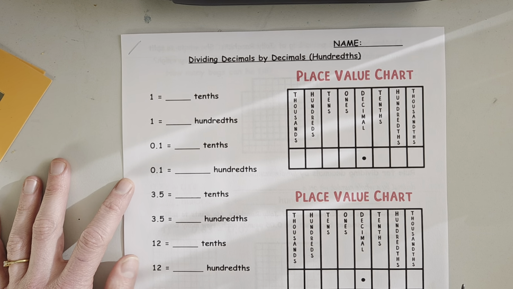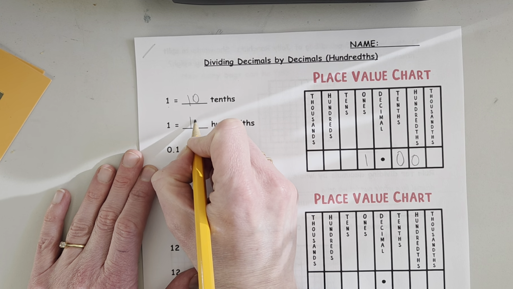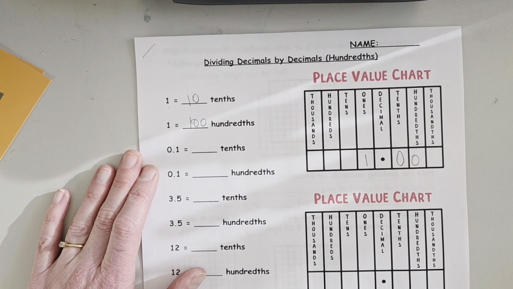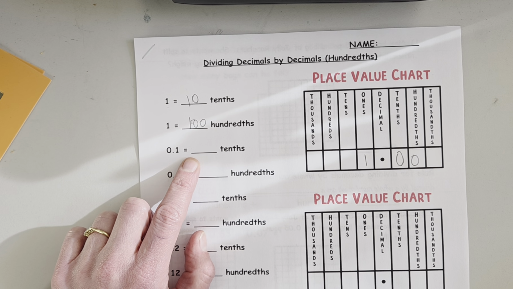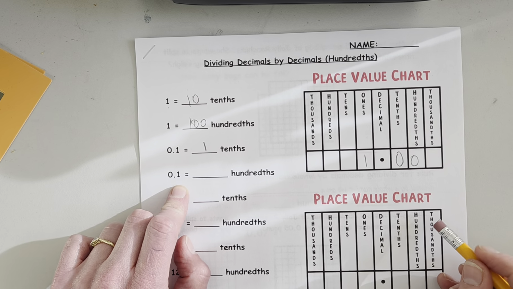How many hundredths equals 1? All right, let's add another 0 in the hundredths box. Now we've got 100 hundredths equals 1. How many tenths is this? This is 1 tenth. Okay, now let's take a look, right?